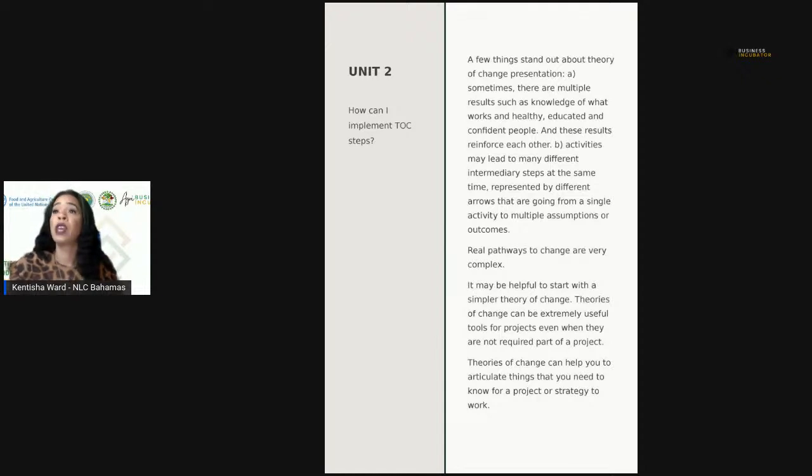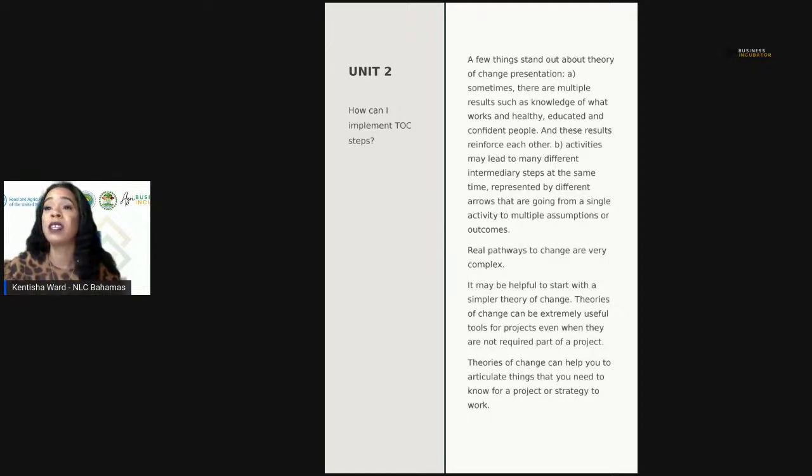Okay, so a few things stand out about the theory of change. Sometimes there are multiple results, such as knowledge of what works and what's healthy. And when you're more confident, you're able to produce better results. Also, activities may lead to different steps at the same time, represented by different arrows going from a single activity to multiple assumptions or outcomes in your theory of change or Model C Canvas.